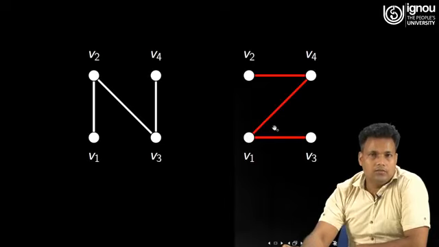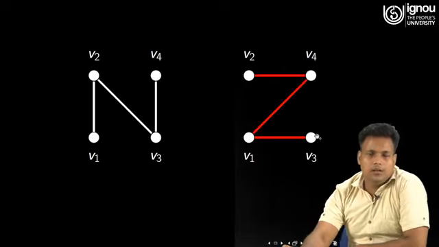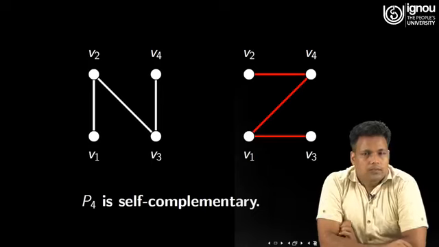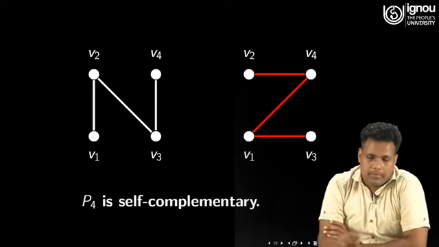Of course, they are isomorphic, because you can see, for instance, just map V1 to V2, V2 to V4, V3 to V1, and V4 to V3. This produces an isomorphism. You can just verify this. So therefore, P4 is self-complementary.